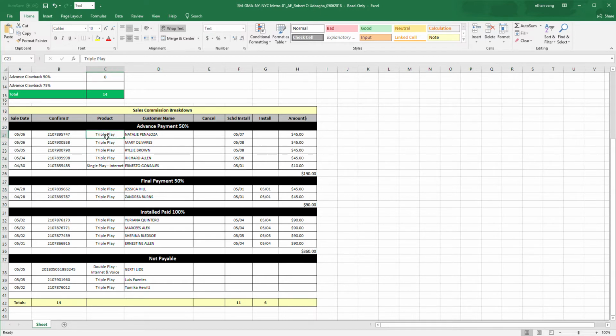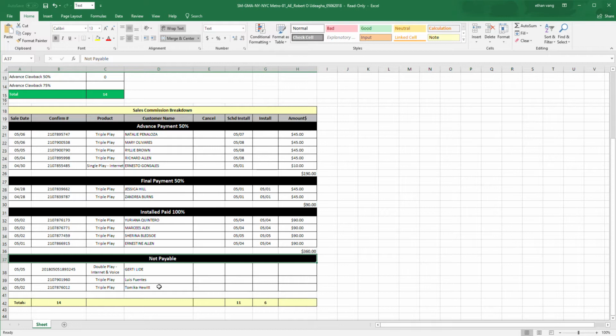Next, we have the products, whether it's a triple play, a single play, a double play, and what kind of double play. It'll break down. This one was internet and voice, right? Then we have the big pay categories. We have an advancement, a final payment, an install paid 100%, and what's called not payable.